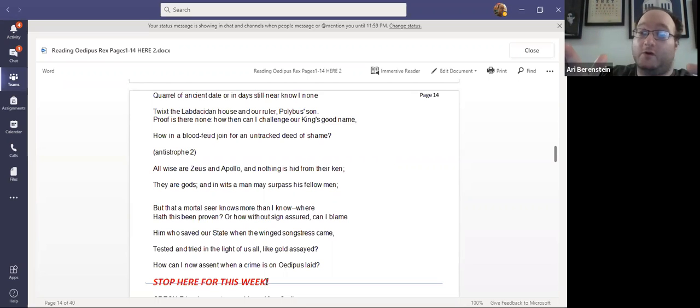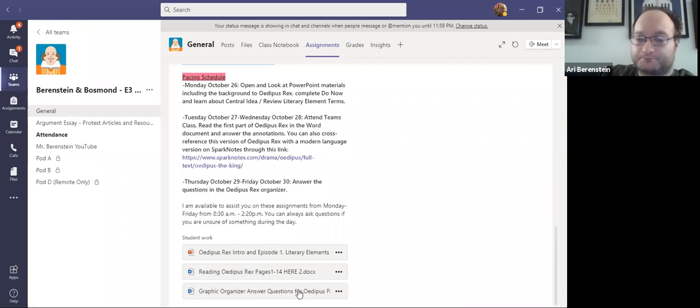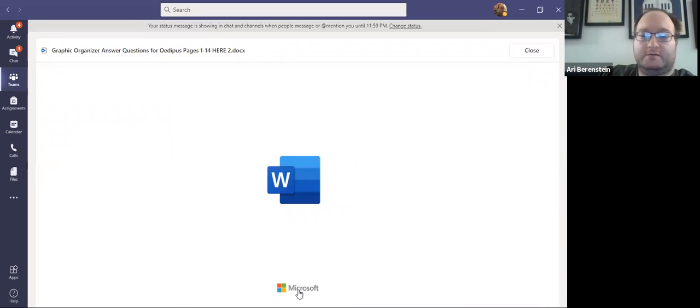You don't have to read anymore. There's a lot of work to do, and I'm sure you'll have a lot of work in other classes. So you can stop there and go back to the organizer. You can keep reading if you're interested. If you want to keep going, by all means, you can keep going. I would recommend stopping though and going into the organizer. Let's do that very quickly.